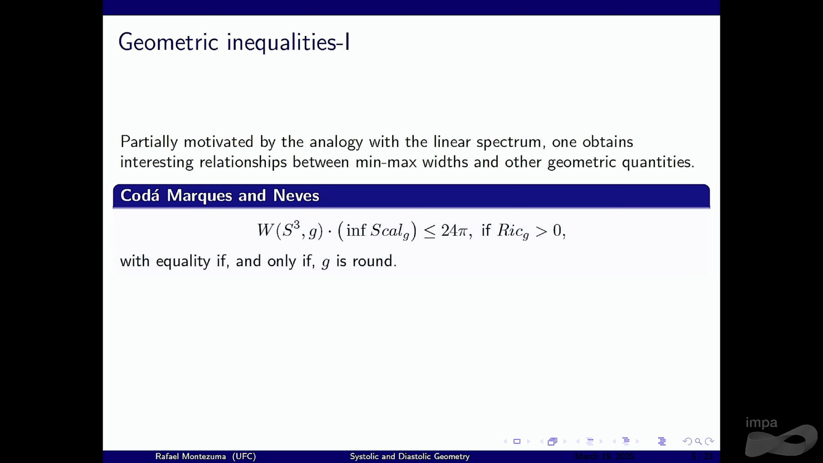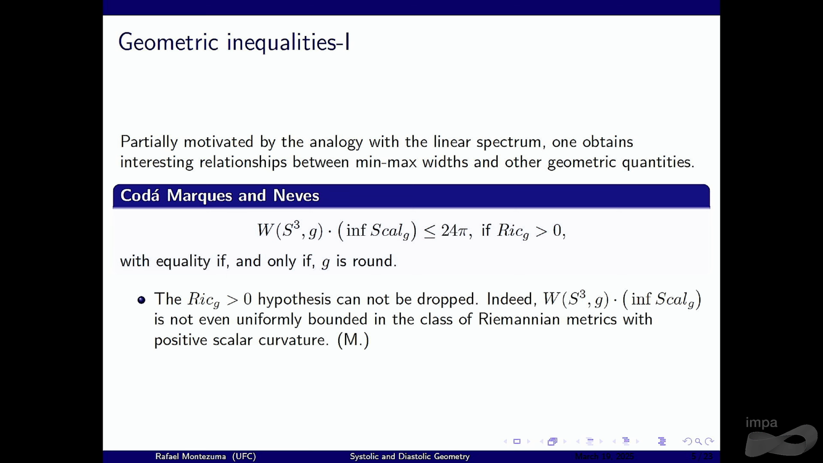And it was a question at the time whether or not this condition on the Ricci curvature could be removed, so you would have a statement only on the scalar curvature, but actually that's not possible. It was part of my PhD thesis here at IMPA that you cannot drop this condition. Actually, even this product is not going to be bounded. You can find examples with positive scalar curvature using Gromov-Lawson construction, on which this product here is going to blow up. Right? So it's going to increase to infinity. Okay.